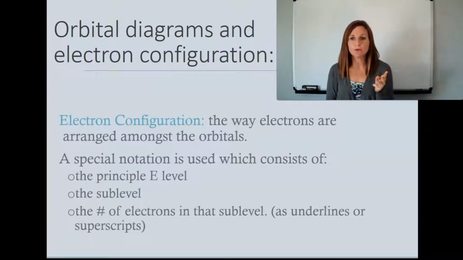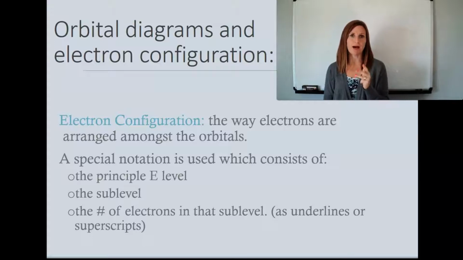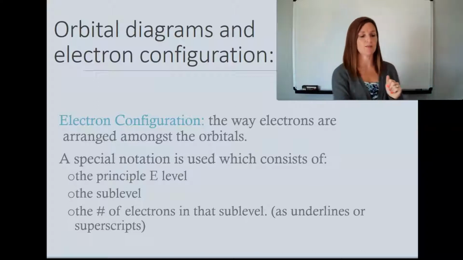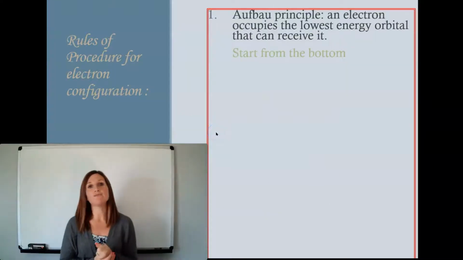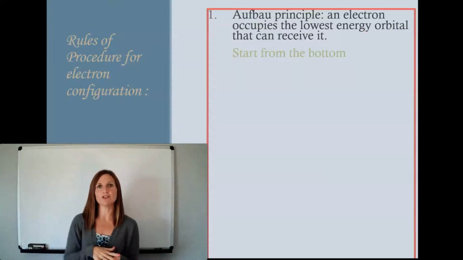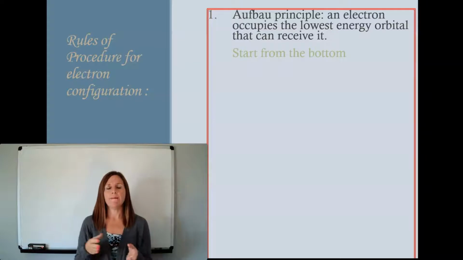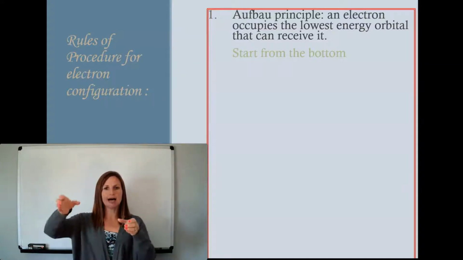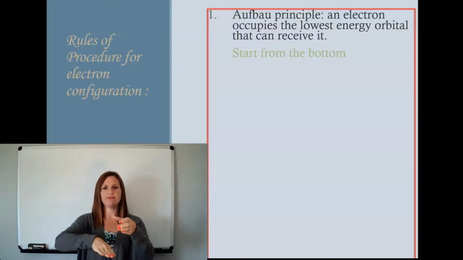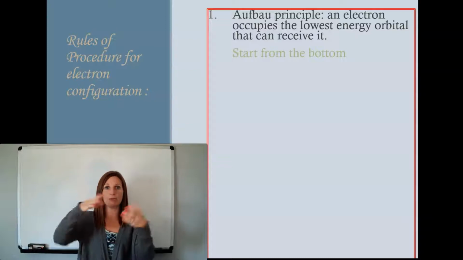There are 3 rules that we have to know and keep in mind in order to do our electron configurations correctly. So we're going to look at those rules and then we're going to get started with some practice. The first rule is called Aufbau's principle, and this says that an electron occupies the lowest energy level that can receive it. Imagine you were pouring a glass of water. You would expect the water to come into the glass and go all the way down to the bottom and then fill its way up to the top, right?